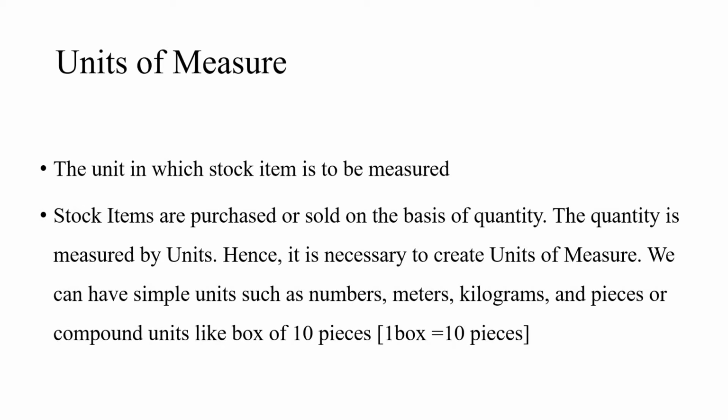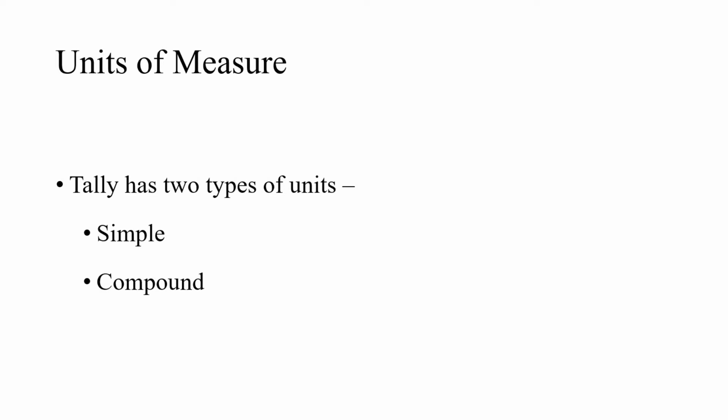Simple units are such as numbers, meters, kilograms, pieces, etc. Compound units are where we will be having two simple units. That is, a box consists of 10 pieces. In this case, a box and the pieces have to be created. Tally has two types of units, simple and compound.